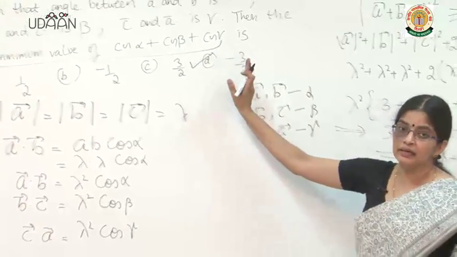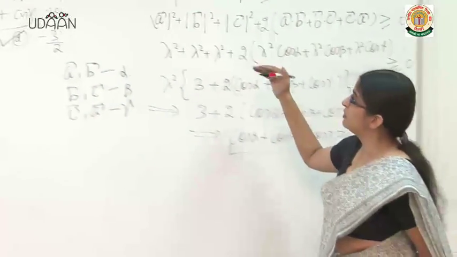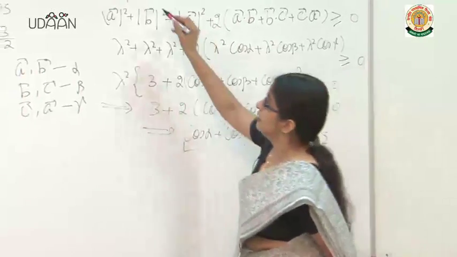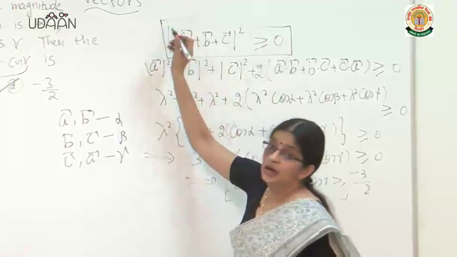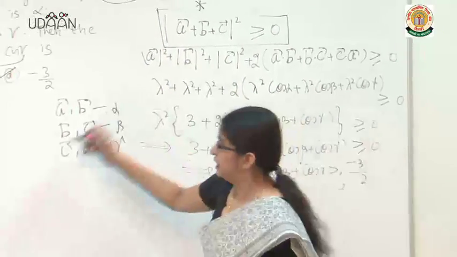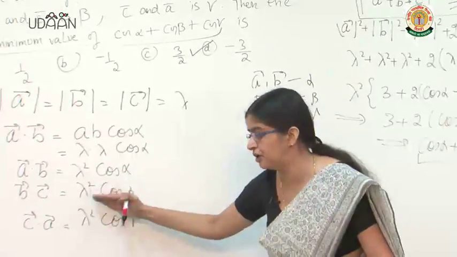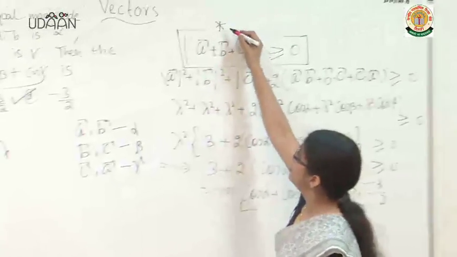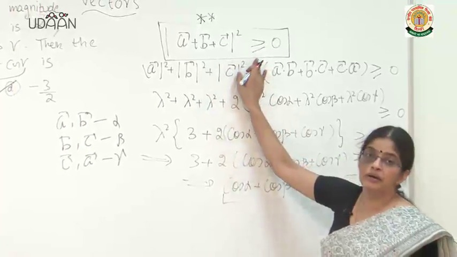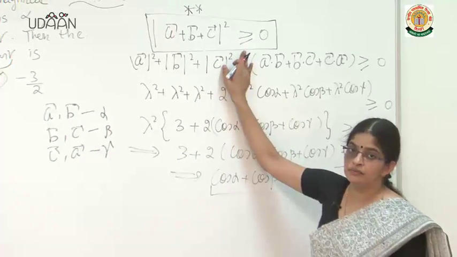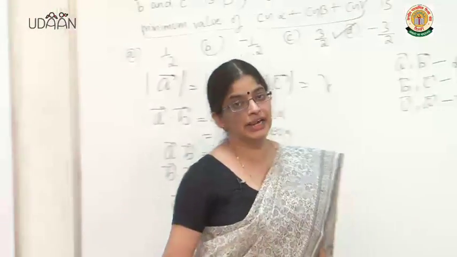Is it clear? What was the main step of this question? It is this one. Nowhere in the question is it given that you have to proceed like this. We are given the value of A dot B, B dot C and C dot A. From there, we have to start with this step, mod A plus B plus C the whole square greater than or equal to 0. Let us proceed to the next question.